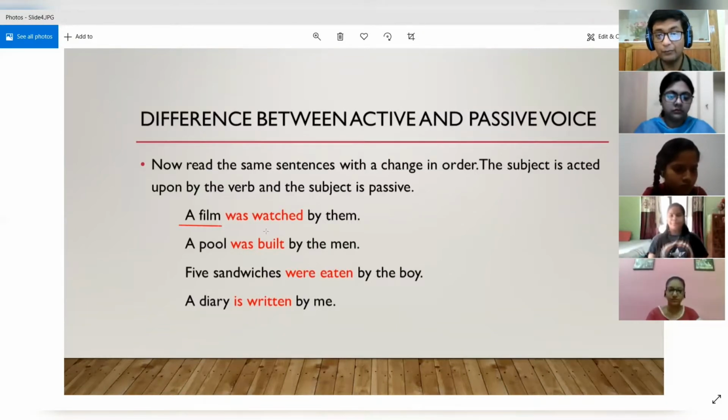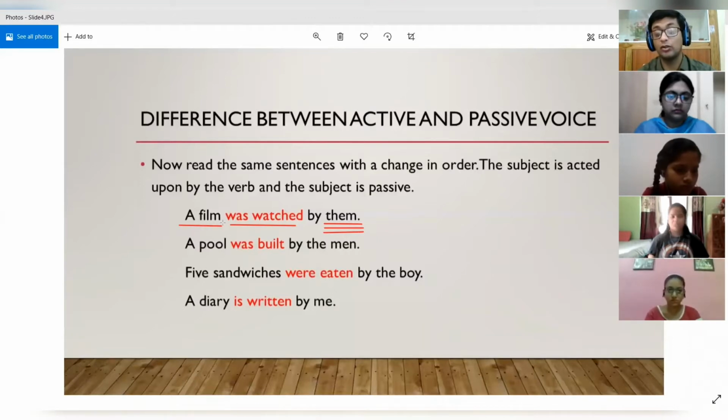No. Instead, it is being watched by them. So "them" present over here is actually the person who is doing something, right? So the object "them" present over here, they are doing something. And a film was watched. So the film was being watched. So in this case, you can see that the subject is being acted upon.